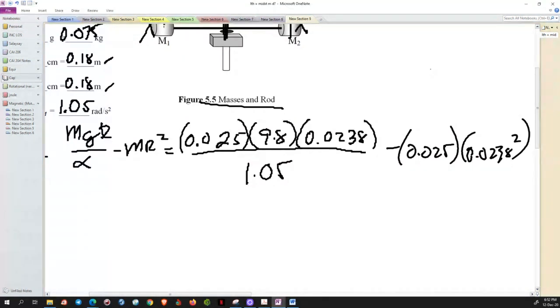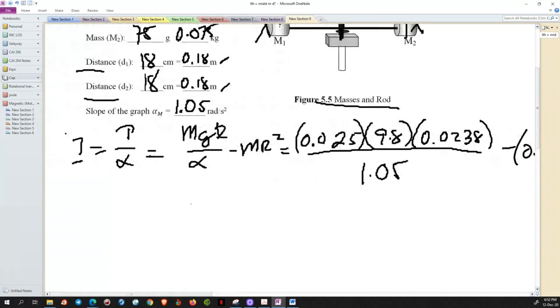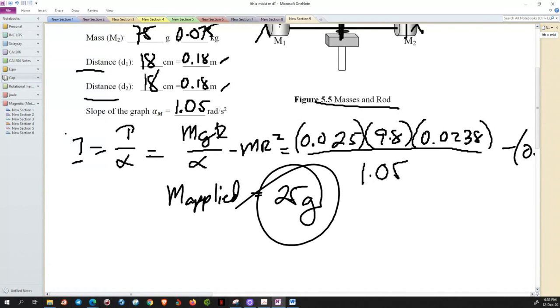How did you get 1.05? I've been doing this experiment for 14 years. It's always the same result. 1.0 something, okay? Always you will get 1.0 something, if the mass applied is 25 grams. What is the applied mass?